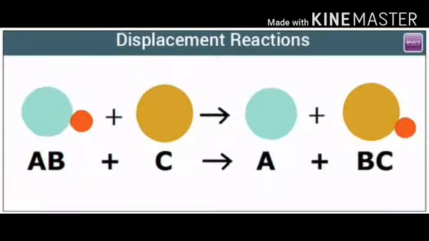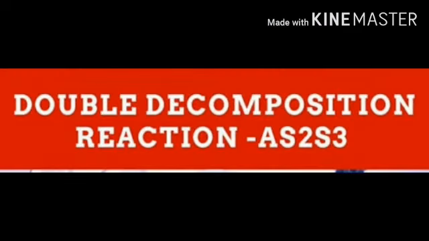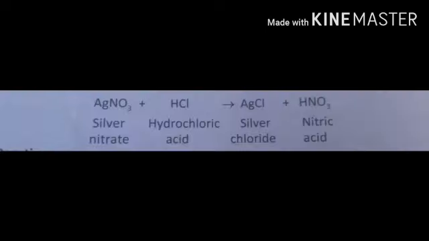So in today's video we have discussed the displacement reaction, in which we have seen how a more reactive metal displaces a less reactive metal. Then we discussed the double decomposition reaction, in which we have seen how a compound reacts with another compound and forms two different products, just like silver nitrate reacts with hydrochloric acid and forms silver chloride, and nitrate reacts with the acid and forms nitric acid.